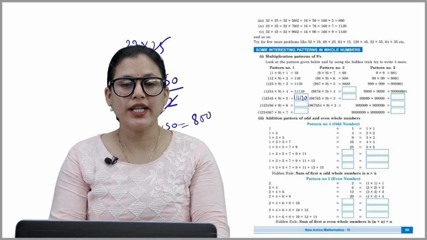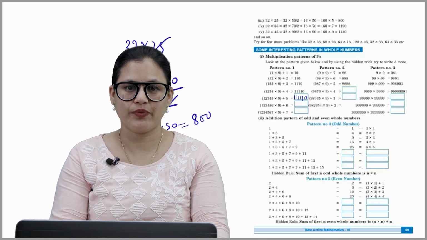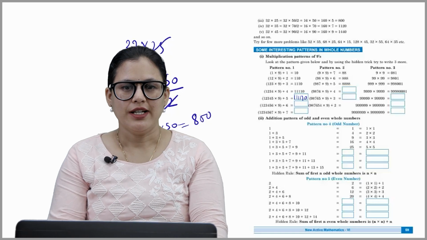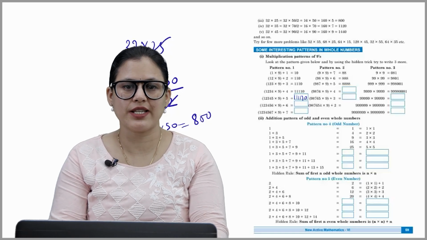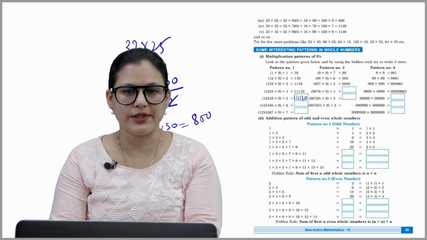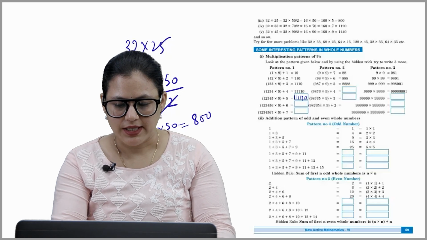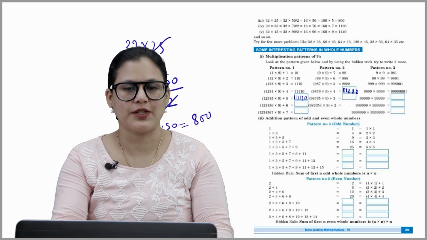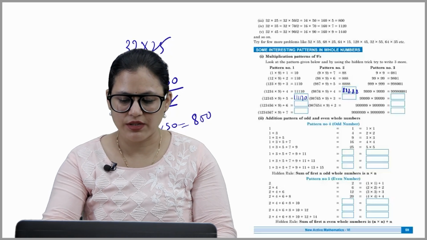Pattern number 2. 9 into 9 plus 7 is 88. 98 into 9 plus 6 is equal to 888. 987 into 9 plus 5 is equal to 8888. Now, what will come here? 88888. Similarly, you will do pattern 3 also.